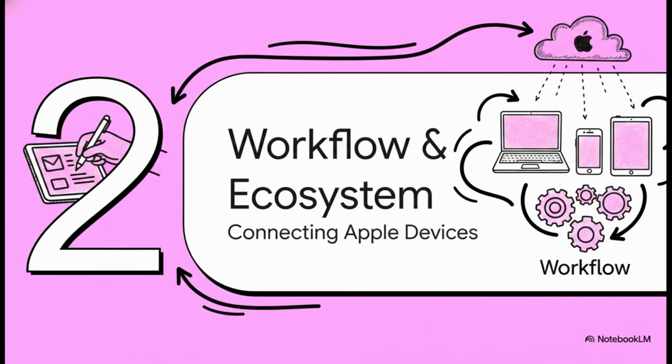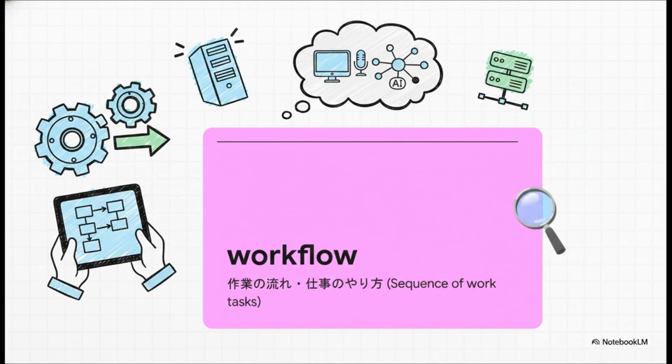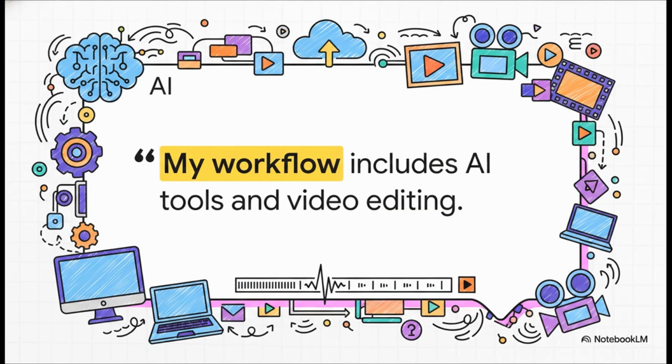Section 2. Workflow and ecosystem. First up in this section is the word workflow. This refers to the sequence of your work tasks, or quite simply, how you do your job. This word sees heavy, everyday usage in tech, artificial intelligence, and YouTube circles. It sounds significantly more professional than just saying the way I work. Let's look at an example.